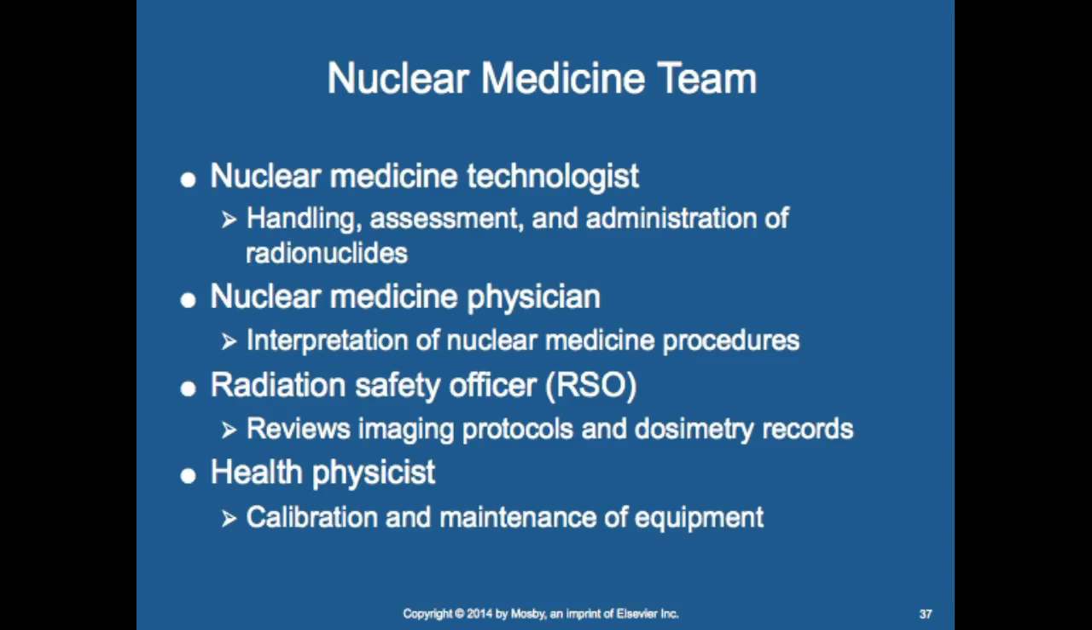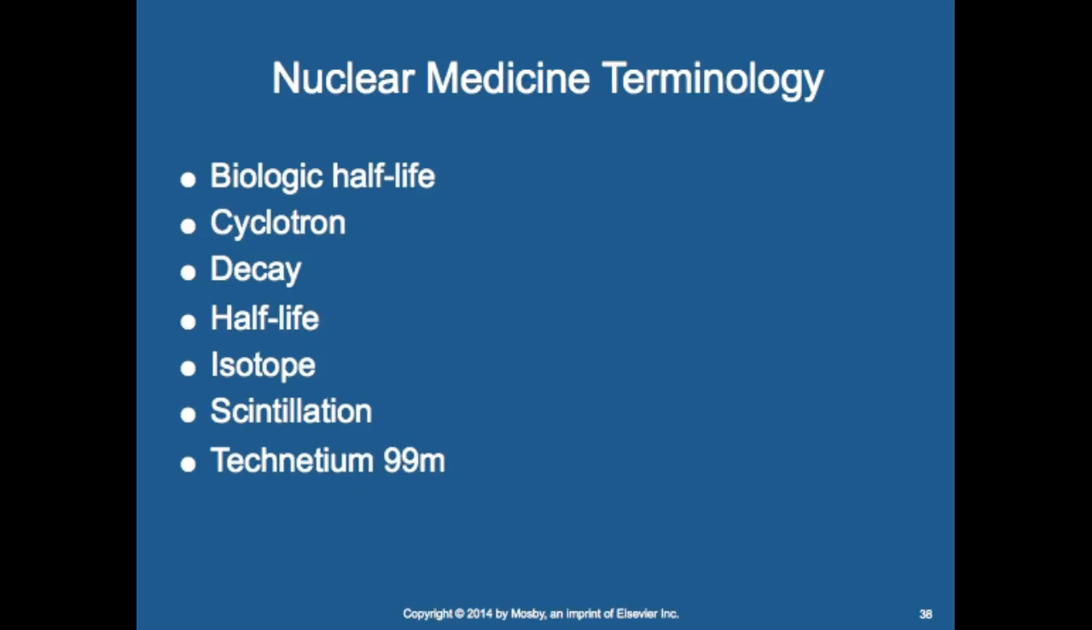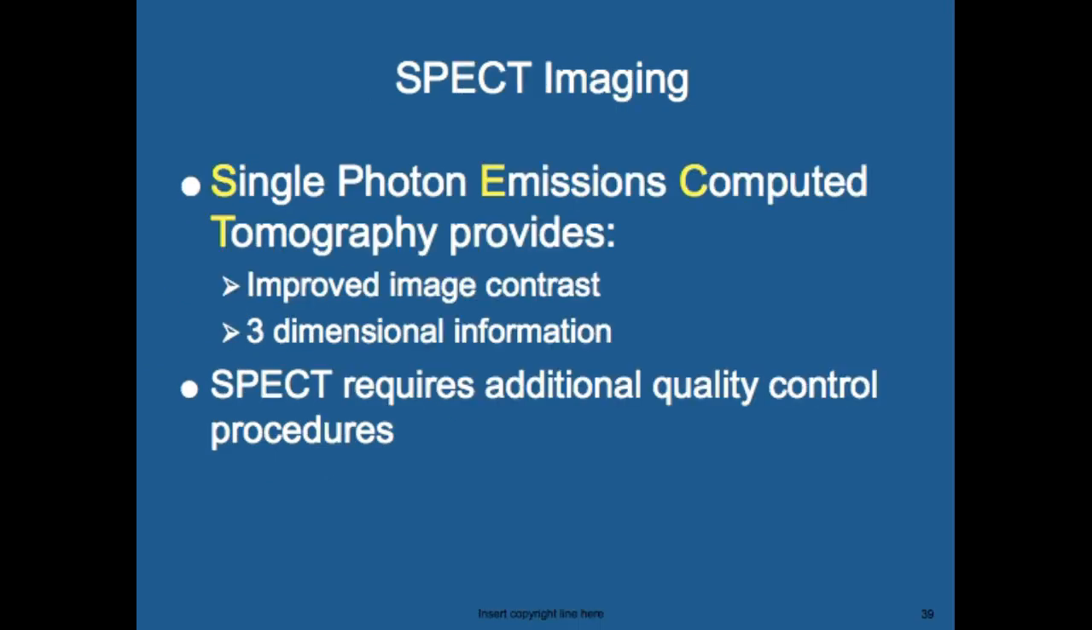So the nuclear medicine technologist handles assessment and administration of radionuclides. The nuclear medicine physician interprets the studies, and the radiation safety officer reviews imaging protocols and dosimetry reports, and the health physicist calibrates and maintains the equipment. So we're not really going to talk too much about this, but biological half-life, cyclotron, decay, half-life, isotope, scintillation, and technetium-99 are in the book.